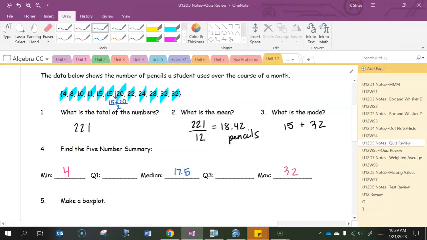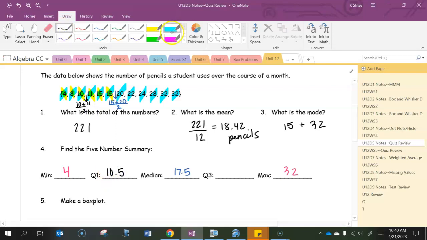Okay, so now to find Q1, again, you are going to use this 15, okay, because it wasn't our median, and we're going to go back and forth. And again, you have two numbers in the middle, so we're going to find the average of them. 10 plus 11 divided by 2. Oops, not 22. And you can also just think of this as what number is right between 10 and 11, and that's going to be 10.5.